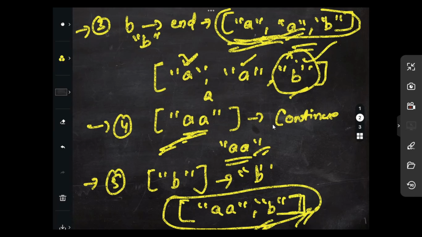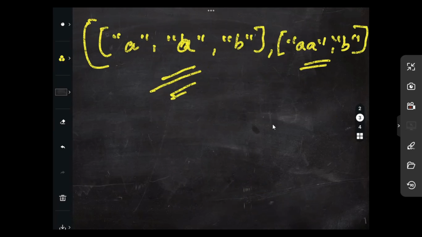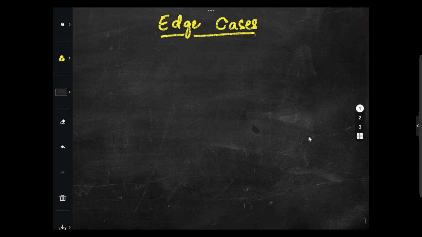This forms another palindromic substring partition. So this is fine. The final result that we got here is this one. So this is the approach that we are going with. Now let's discuss all the edge cases and then finally write the code.